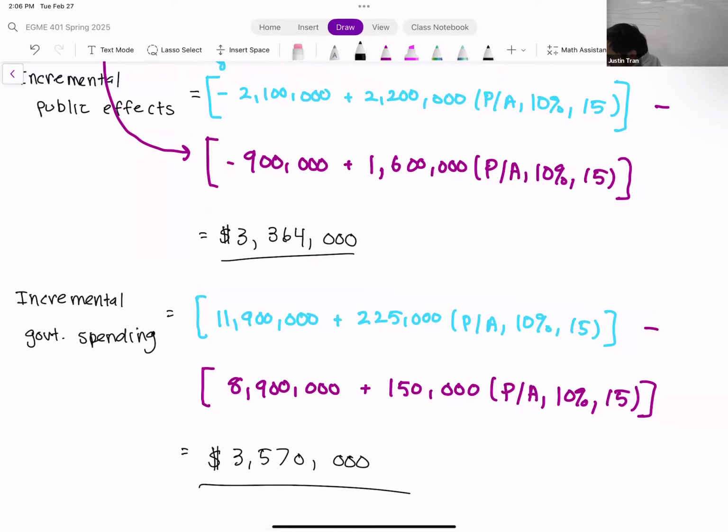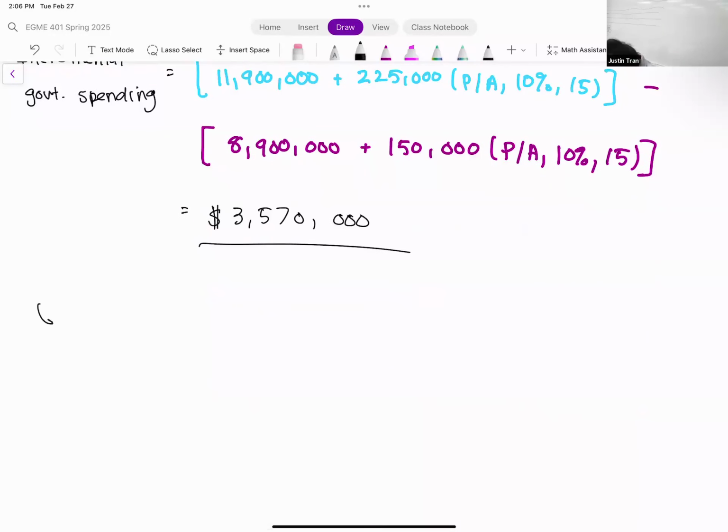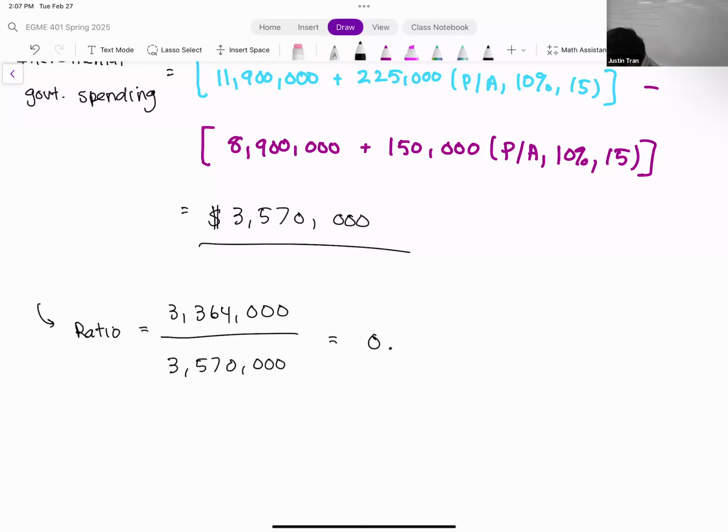All right, so now that we've computed the increment on the public good or the public effects, we've computed the increment on the government spending. Now we can just take the ratio of these two, so divide them out. Okay. The ratio is going to be 3.364 million divided by 3.57 million. Okay. And we compute this, and what we get is 0.942.